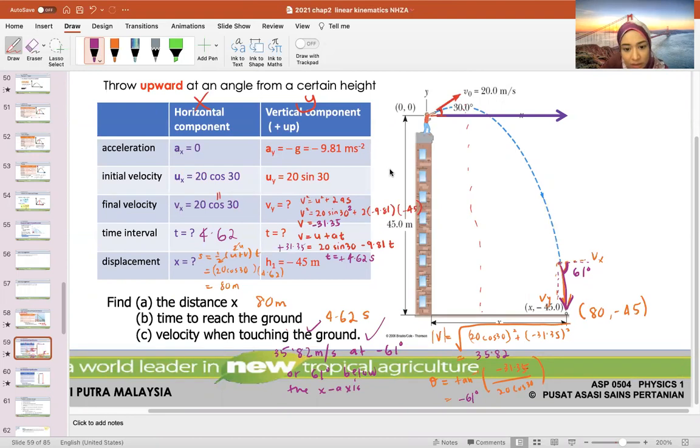Doctor, for the time, I think it's 4.22. Oh, did I calculate wrongly? Let's see. This is negative, right? Minus 31.35 minus 20 sin 30. I used sine, not cosine earlier. Divided by minus 9.81. 4.22. Oh, that's right. 4.22. I calculated wrongly. Thank you.